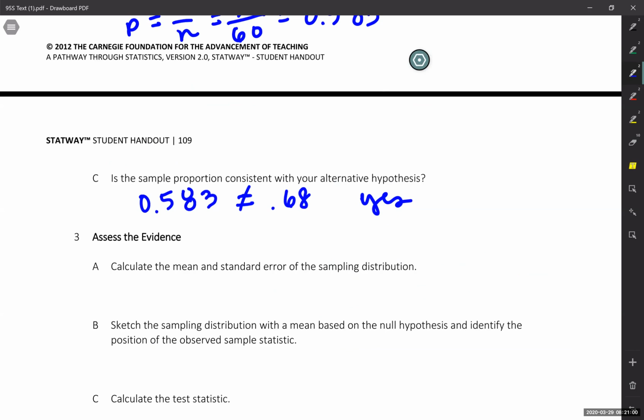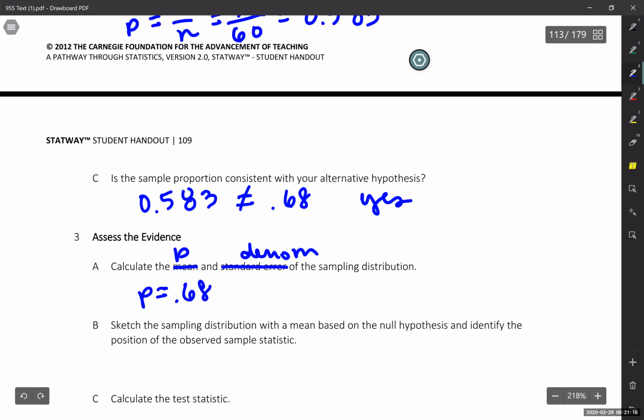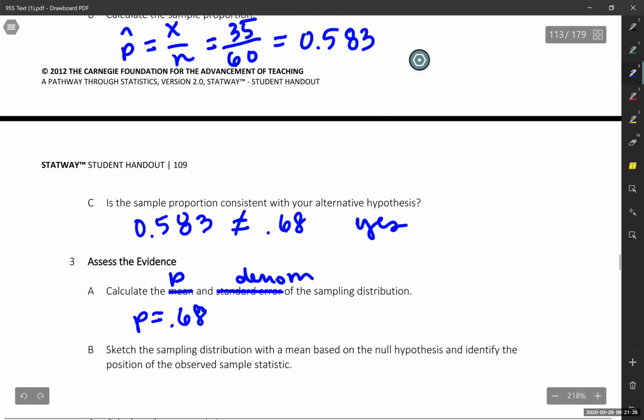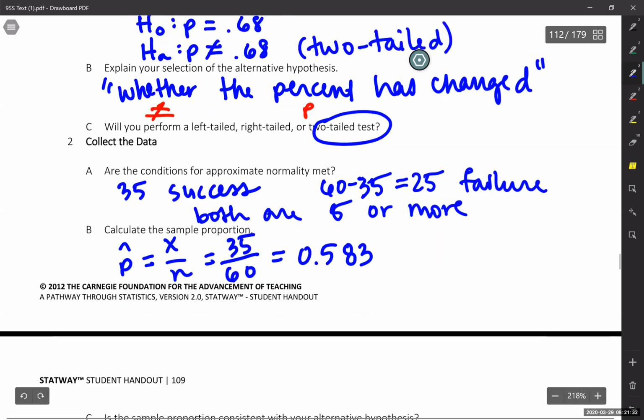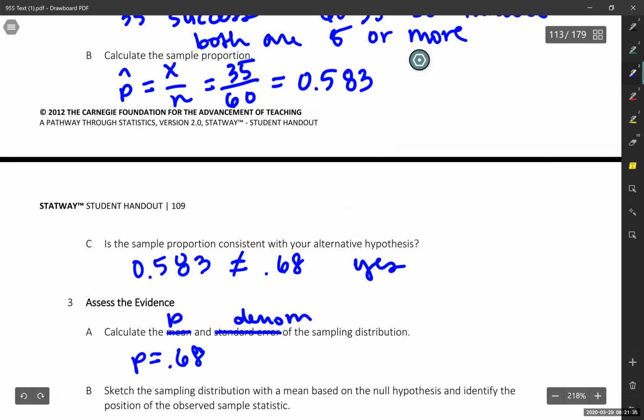Okay, so remember, for mean and standard error, we're just looking for P, and we're looking for that denominator for our test statistic. And so P, we've already written down at the top, but many students lose their P and their mu along the way. Remember, we wrote that down right here during our alternative hypothesis. We said what P equals. So P equals 0.68, and then the denominator is just going to be the square root of PQ over N.